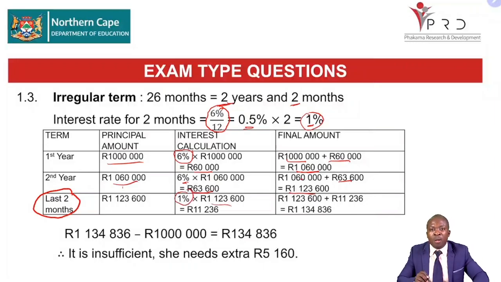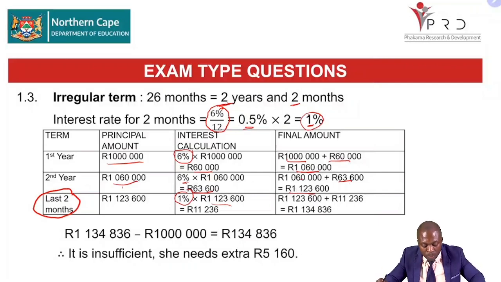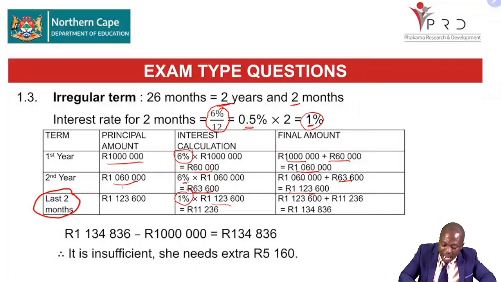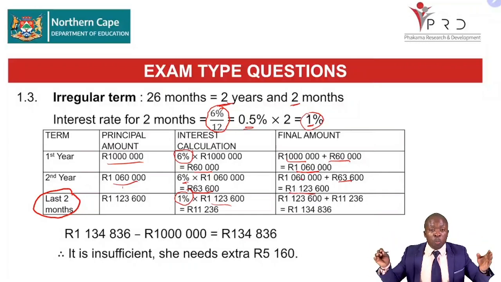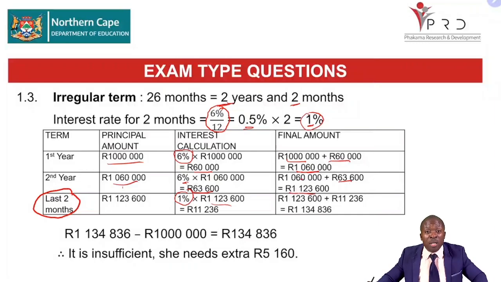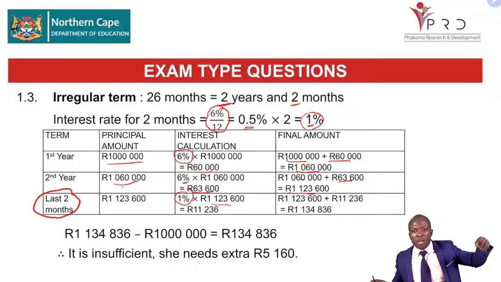1% of 1,123,600 is 11,236 rand. So what should we do now? We add. My learners, you must ask ma'am or sir to pause the video so that you can see this. You calculate on your own. Again, I'm going to say it: practice makes perfect. So all in all, how much is the trip?